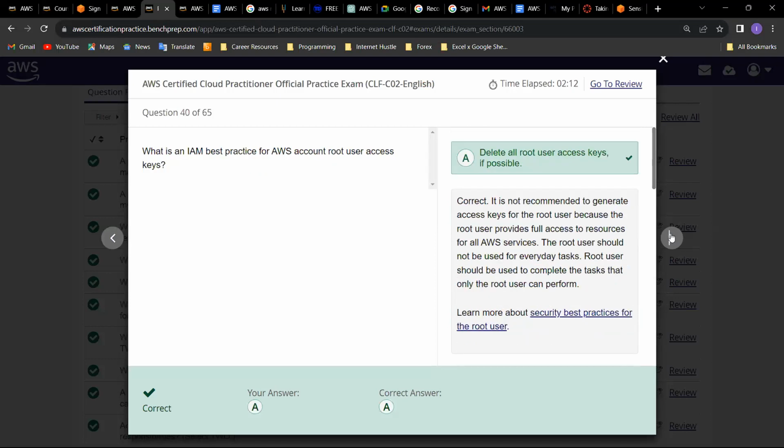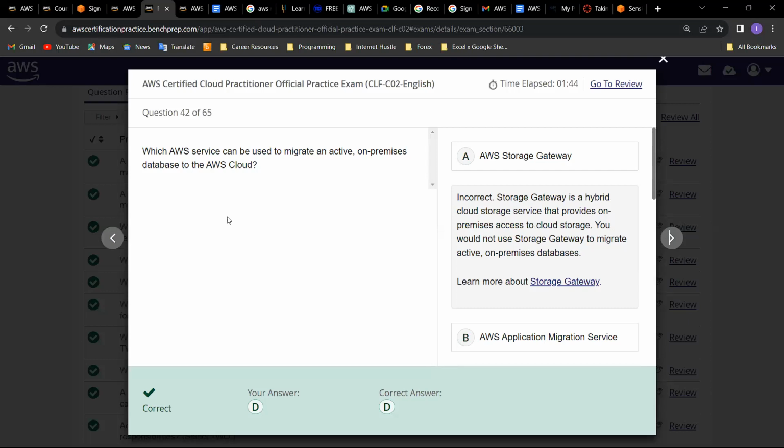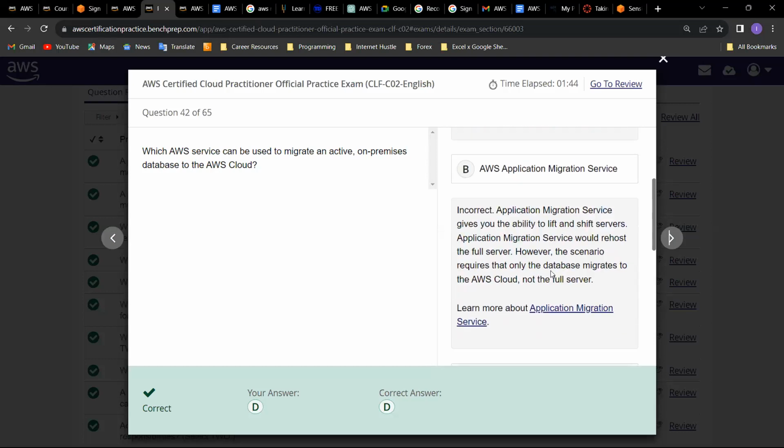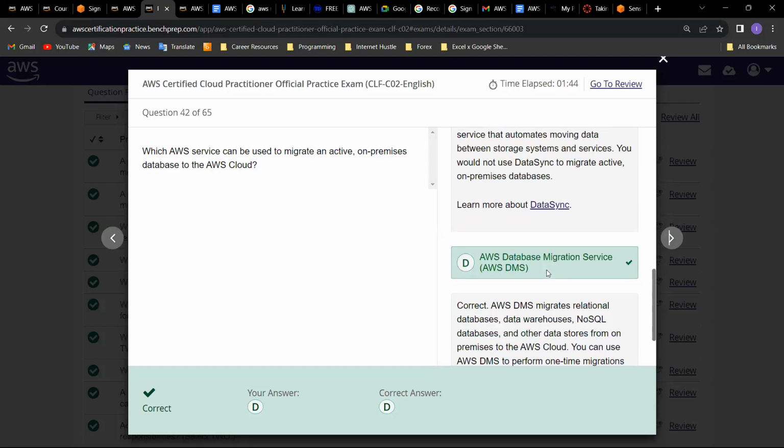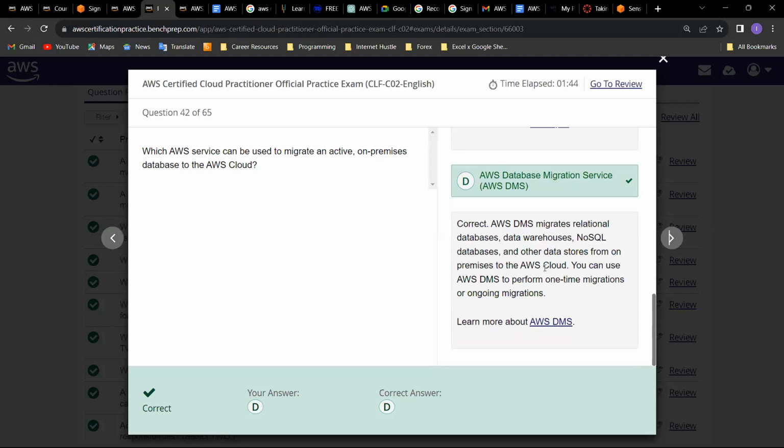That was question 42. Which service can be used to migrate an active on-premises database to the cloud? Yes, that was the DMS, Database Migration Service. Somebody chose A.